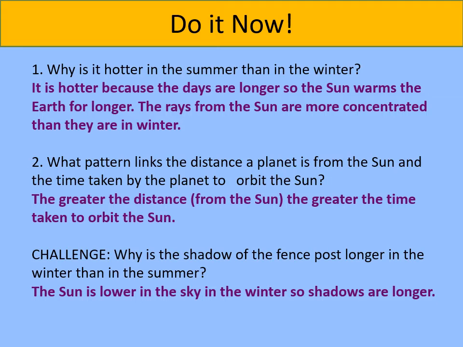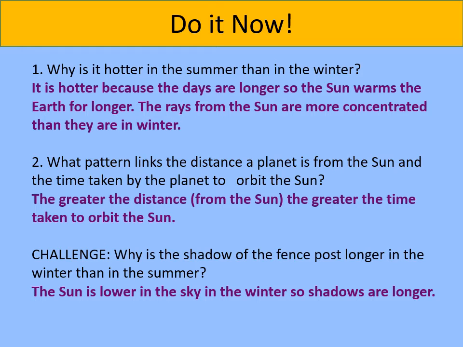As for question number 2, what pattern links the distance a planet is from the sun and the time taken by the planet to orbit the sun? So the further away the planet from the sun, the greater the time taken to orbit the sun itself. So Neptune, for example, takes 164 years, which is the planet that is furthest from the sun. On the other hand, Mercury takes only 88 days to orbit the sun.